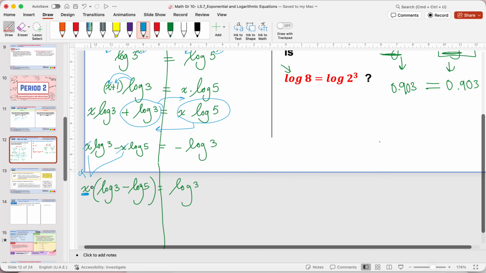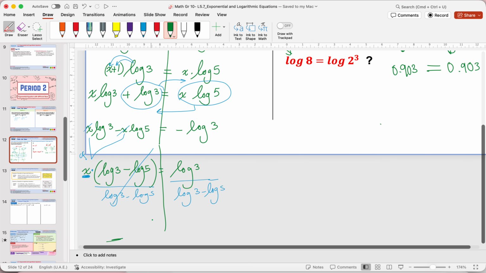Okay, x is multiplied with this bracket. How do we cancel that bracket? I want x alone. So you just divide by the same term. It cancels, divide by the same term. I know it's a long process of solving logarithms, but at least it's solvable, alhamdulillah, thank God. X equals this thing, which is log 3 over log 3 minus log 5. That's it.